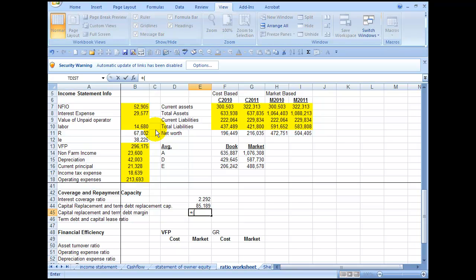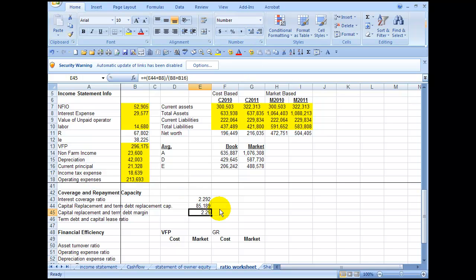So what we do is we take our replacement capacity plus our interest expense divided by our interest expense plus our current principal payments. And so what this is doing is it's taking how much we have available to service debt divided by how much our debt service obligation is. And I'm going to add a couple more decimal places, and all I did is use this arrow, which increases our decimal places, or decreases. And so for every dollar that we owe to the bank each year, we're earning 2.25 times that. And so we've got a good margin there.